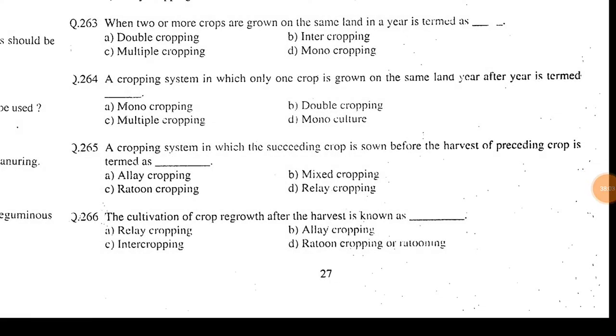264. A cropping system in which only one crop is grown on the same land year after year is called monoculture. 265. A cropping system in which the succeeding crop is sown before the harvest of the preceding crop is called relay cropping. 266. Cultivation of crop regrowth after the harvest is known as ratoon cropping or ratooning.